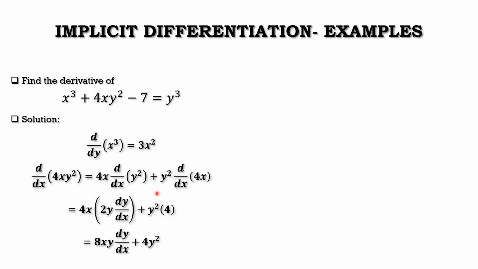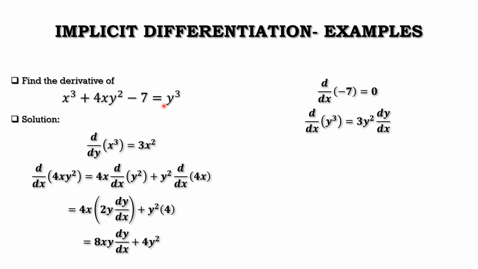So when you simplify this, we are going to end up with 4 times 2 being 8xy dy/dx plus 4y squared. Then we move to the next constant, which is minus 7. Then we differentiate the minus 7 with respect to x, and our result will be 0.